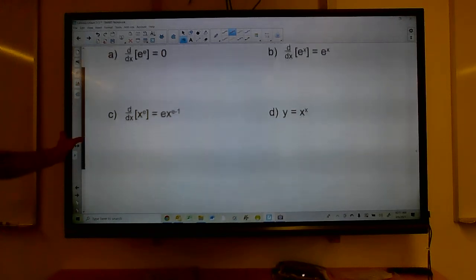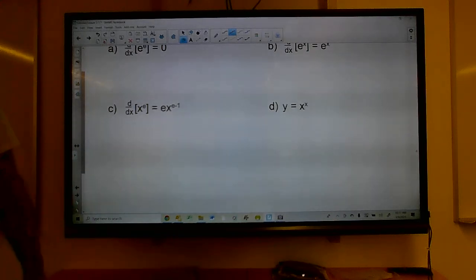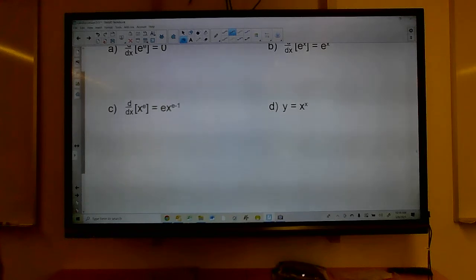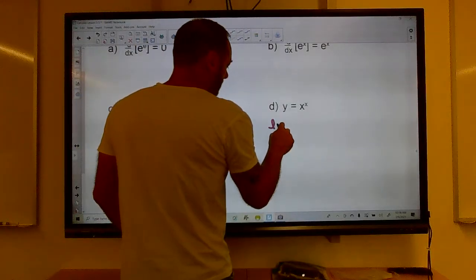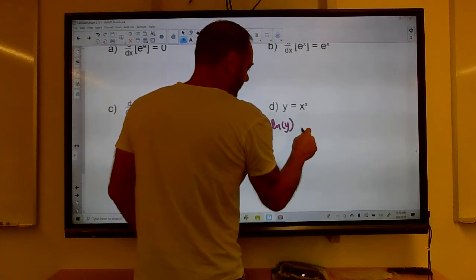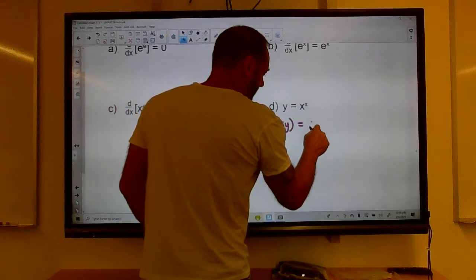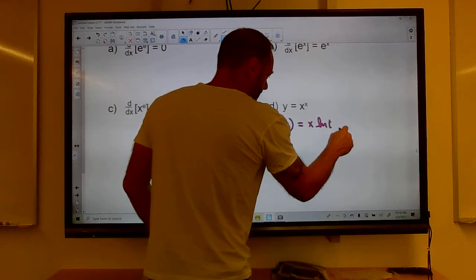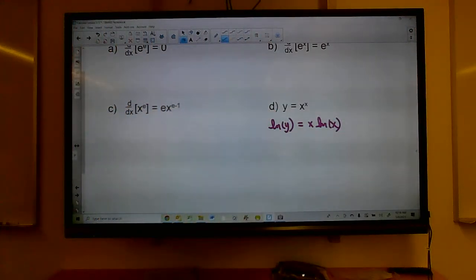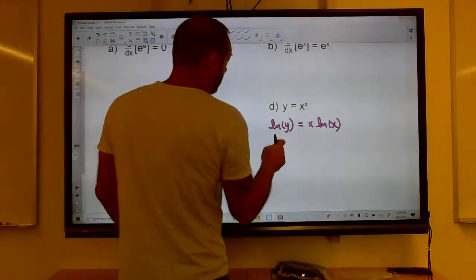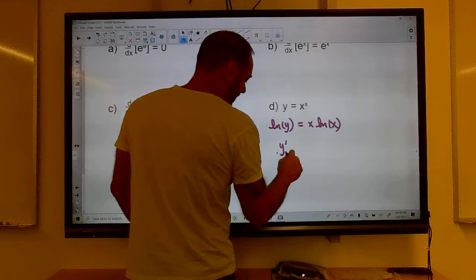Okay, what about y equals x to the x power? This is one where we're going to take the natural log of both sides. So that lets me take my power down. Okay, and now we can take the derivative of that. So remember, the derivative of this is going to be y prime over y.